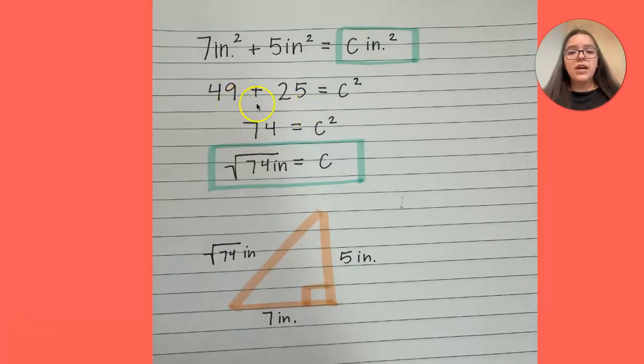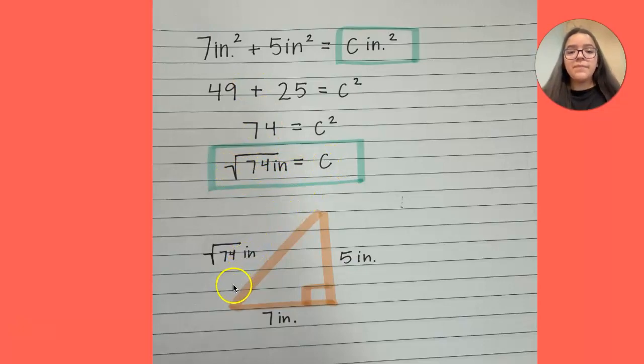So then we get 49 plus 25 equals c squared, and 49 plus 25 equals 74. So then we do 74 equals c squared, and we are trying to get c by itself. So we would have to find the square root of 74, and when I plugged it into the calculator, it did not equal a nice number, so I just left it that way. So my answer was square root 74 inches equals c.